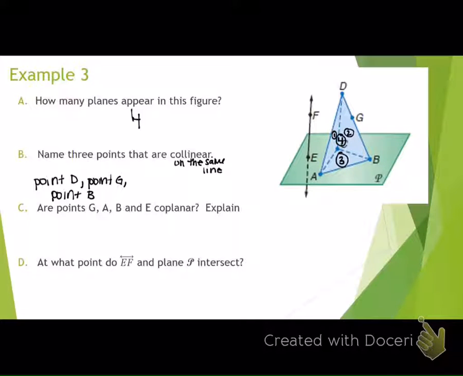Are points G, A, B, and E coplanar? Sophia, I saw you shake your head no. Why not? So if we're using the labels I told you for the planes, say this bottom one's 3, the front face is 4, 1 and 2. So if you're just looking at it that way, can you explain it? Most of them are on plane 3, but then G's on plane 2.